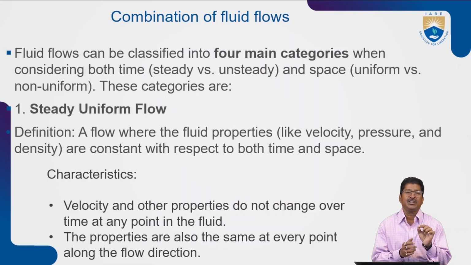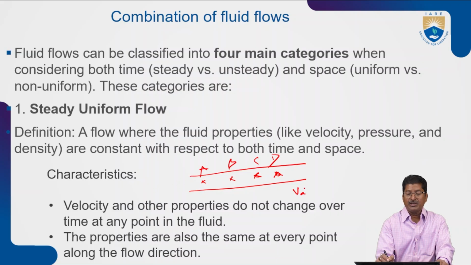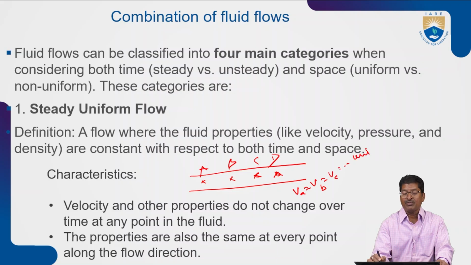So that means if you see points A, B, C, D, the velocities now are the same, and after some time also the same velocity. And velocity at A is equal to velocity at B, velocity at B is equal to velocity at C. So if you take a flow here, with A point, B point, C point, D point, you can measure the velocities: VA is equal to VB is equal to VC. So this is the uniform flow.